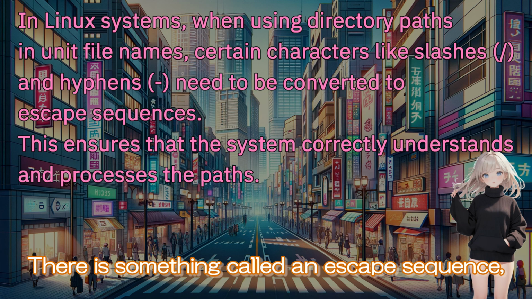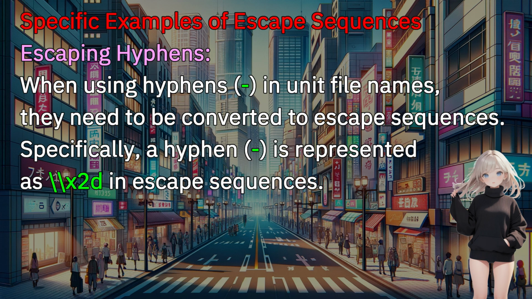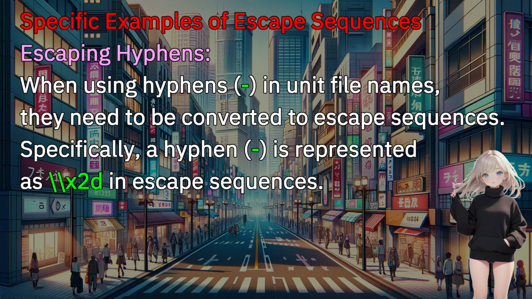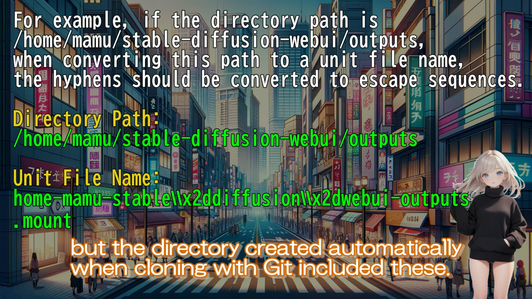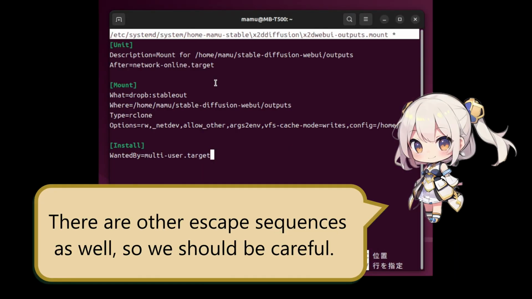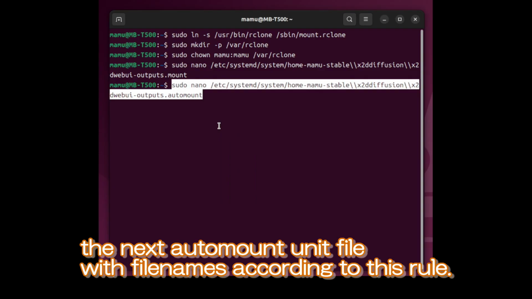There is something called an escape sequence, which is a special code used to accurately represent certain characters and symbols. The cause of the error was that the directory name contained hyphens. Usually I don't use special characters or symbols in directory names, but the directory created automatically when cloning with Git included these. This was an oversight. There are other escape sequences as well, so we should be careful. Yes, we will also create the next AutoMount unit file with file names according to this rule.